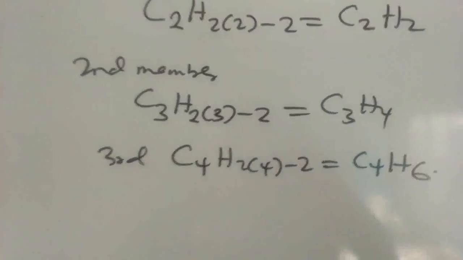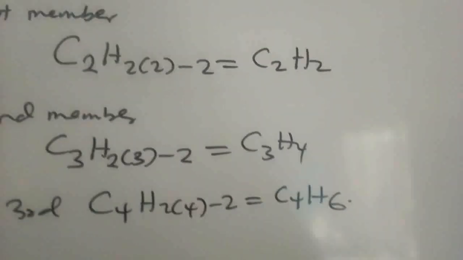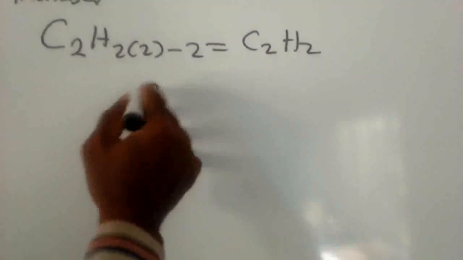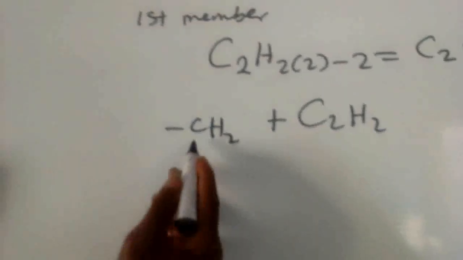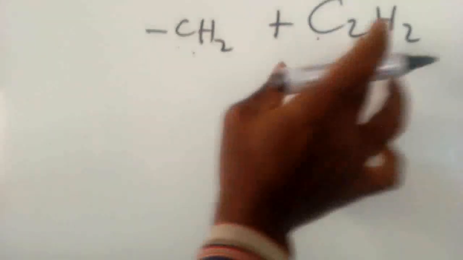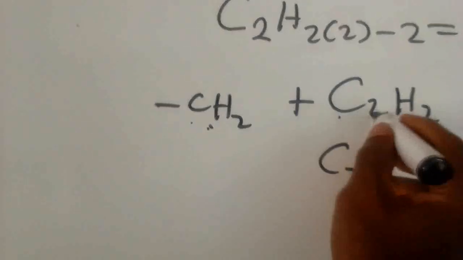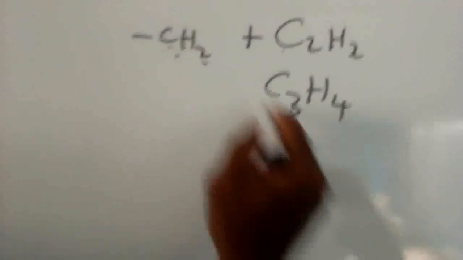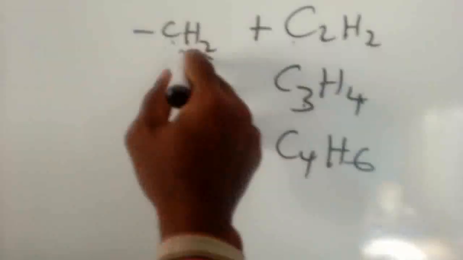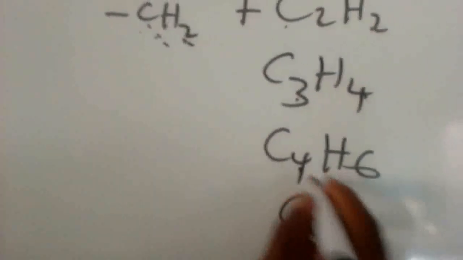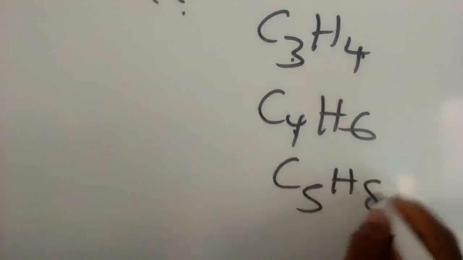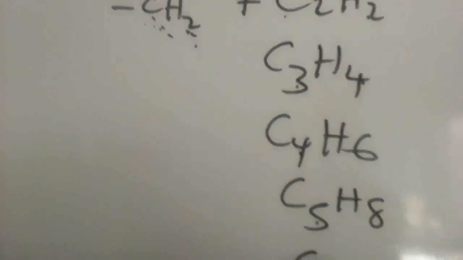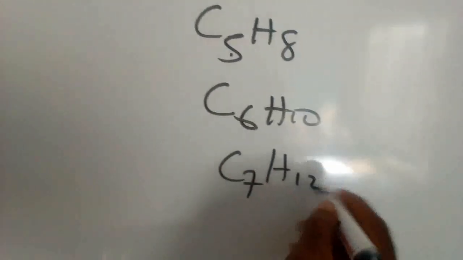How do you generate the members of the alkyne family? All you have to do is know the first member only, and then generate another one by adding a CH2 group. Since it is a homologous series, we have C3, that is 1 plus 2, then H4. Then C4, 1 plus 3, and H6. C5, H8. C6, add 1 again, add 2 again, H10. C7, add 1 again, add 2 again, H12, and so on.